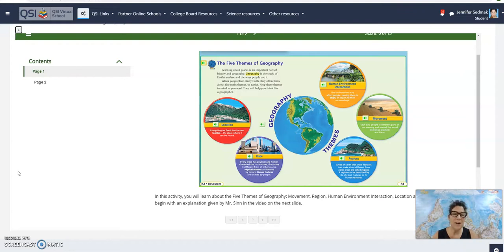And then human environment interaction, which I think is a little bit obvious, is how people interact with their environment, how they adapt to it, how they change the environment. Later on in the week, you will have a little bit of a debate as it relates to human environment interaction because within the study of AP Human Geography, there's a debate between environmental determinism versus possibilism.